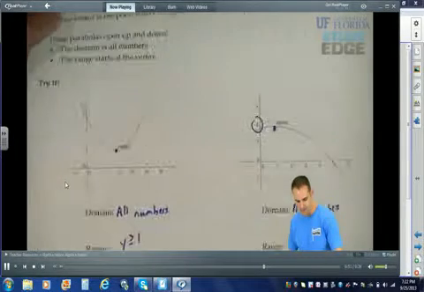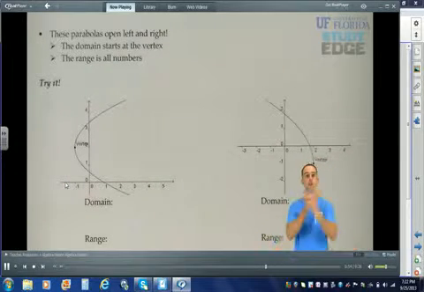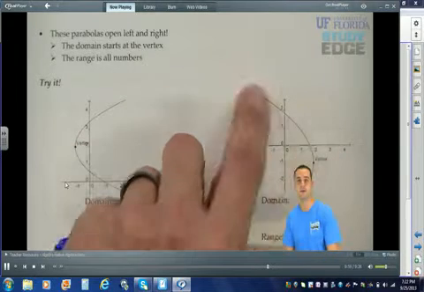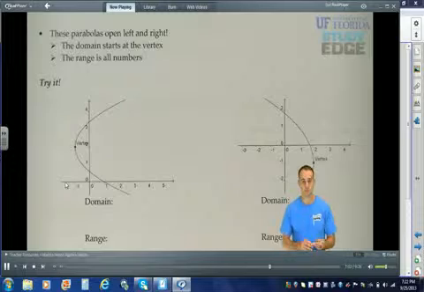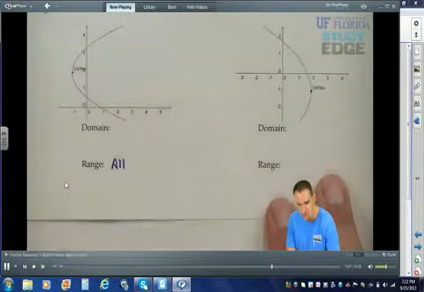And then these parabolas down here open left and right. So now everything gets switched. The range is all numbers. It goes up and down forever. The domain starts at the vertex. So again, looking at these two examples, you'll see the range is all numbers.